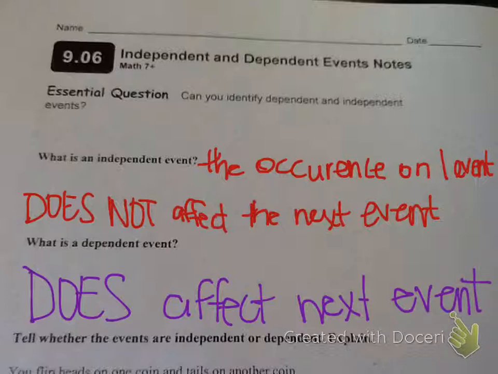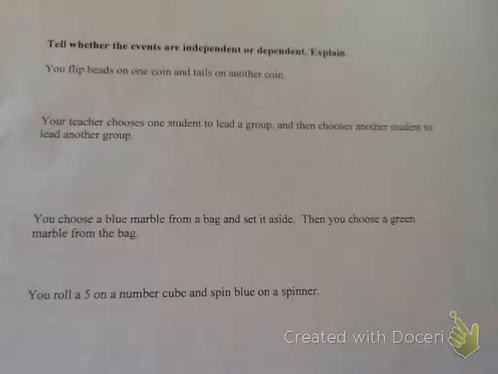And I think it's easiest to talk about these using examples. So, independent, when you think about independence, you are fine on your own. You're not affecting something else. You don't need somebody else. Dependent, you do need somebody else. You need to know what happened before your event happened to find the answer. So, tell whether the events are independent or dependent and explain. You must write something that tells me why.